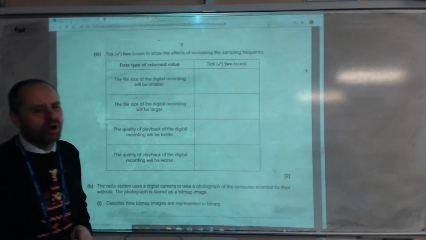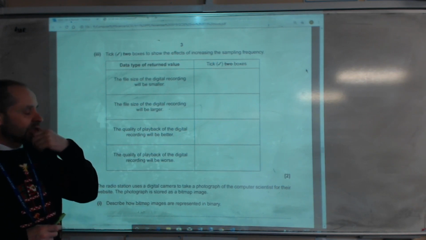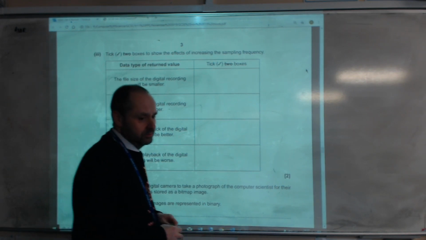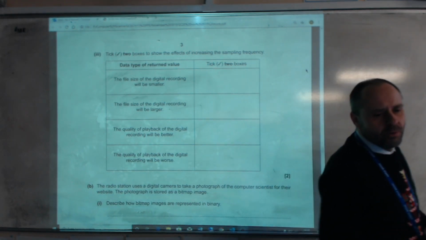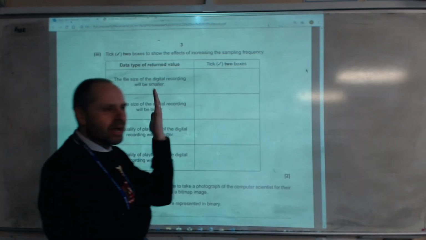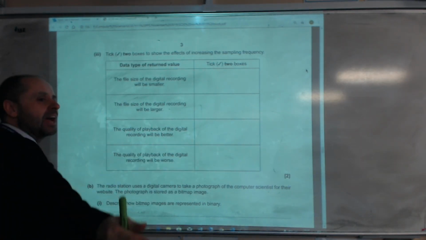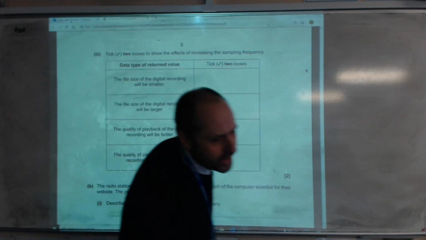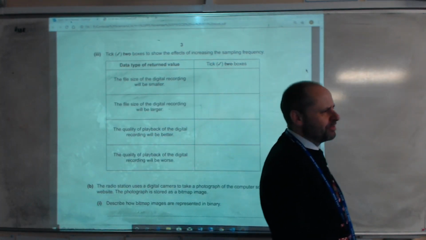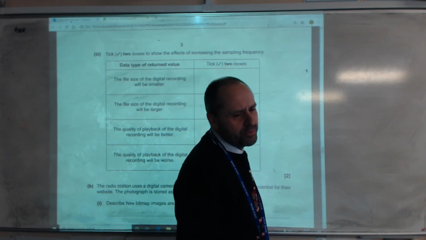Okay, and then the next one, another one of these ticky ones. Tick 2 boxes in total. Okay, for this one, the effects of increasing. So the more samples we take, the bigger things are going to be. We're going to have more data to store. Okay, so we had size of the recording will be smaller. No, it's going to get bigger. The size of the digital recording will be larger. Yes.